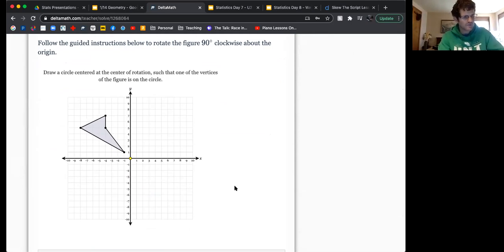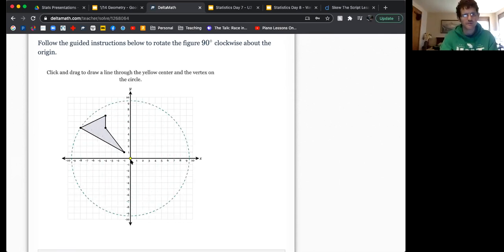And you are going to be doing this on Delta Math, so make sure you're following along and you know how to do it. So I'm going to draw a circle. Remember, the first step is to draw a circle that goes through one of these points. I'll go to the furthest away point this time, but again, I could pick any one of the vertices of this shape. Now it wants me to draw a line from the origin to that point. So I'm just going to connect those two, and I'm done.